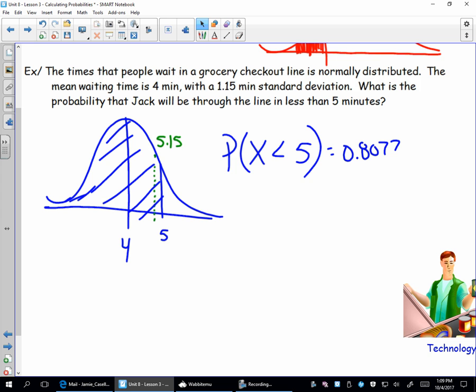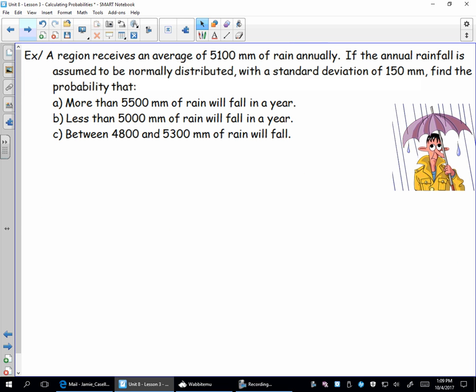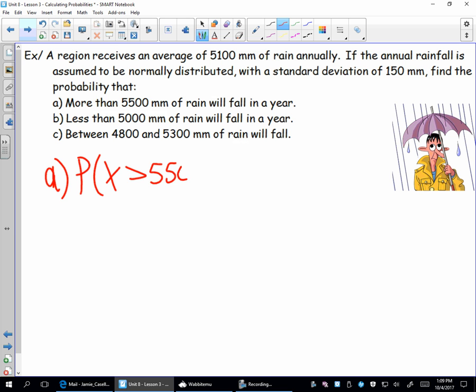Okay. We'll try some more just to get the hang of how this calculator works. Our region receives an average of 5,100 millimeters of rain annually. Annual rainfall is assumed to be normally distributed, with a standard deviation of 150. Find the probability of A, more than 5,500 millimeters of rain. So I want X to be greater than 5,500.